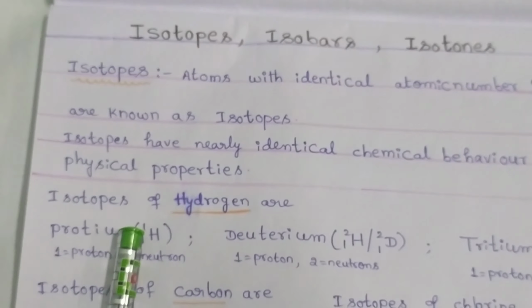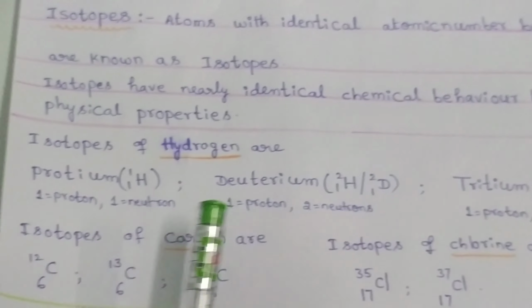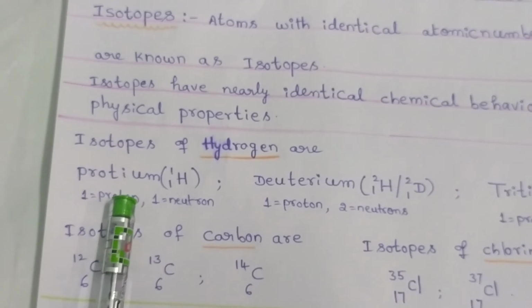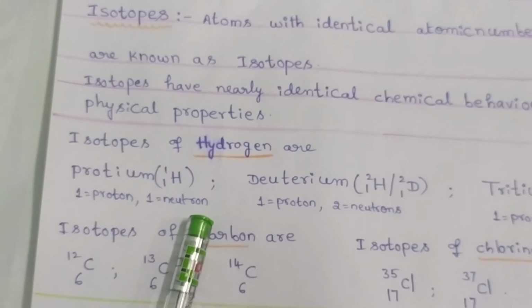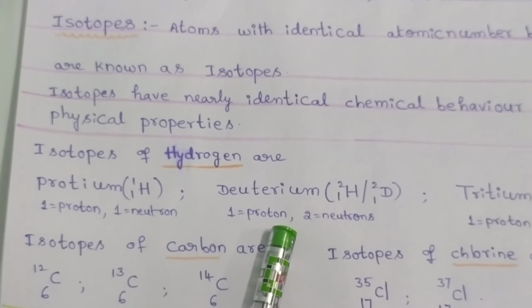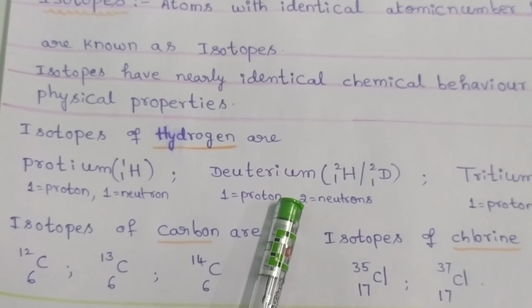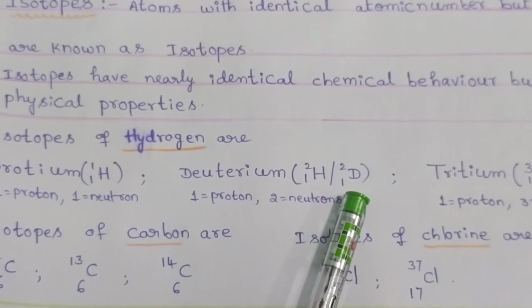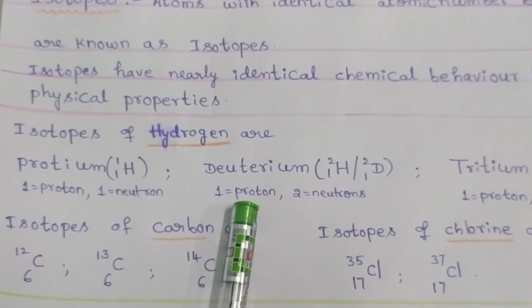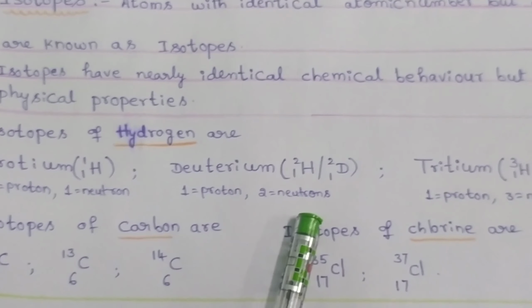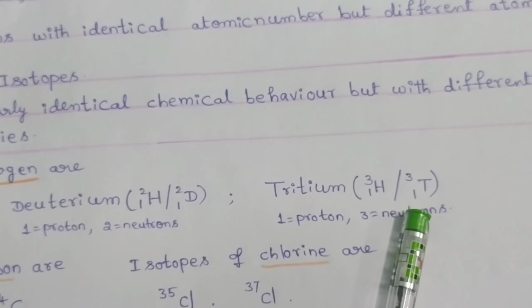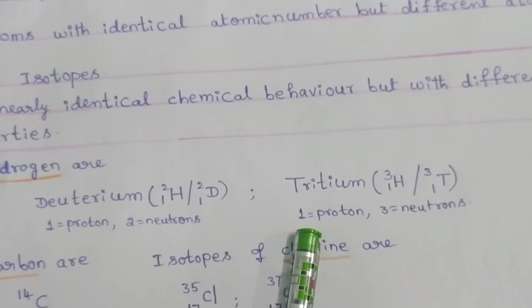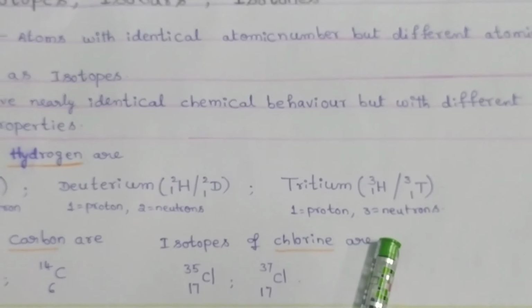Isotopes of hydrogen are 1H1, 1H2, 1H3. That means 1H1 we can name as protium. This protium contains 1 proton and 1 neutron. Next, another form of isotope of hydrogen is deuterium, 1H2 or 1D2. This deuterium contains 1 proton and 2 neutrons. Tritium, 1H3 or 1T3. This tritium contains 1 proton and 3 neutrons.